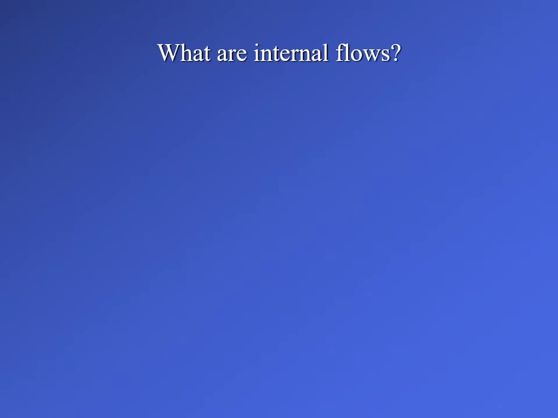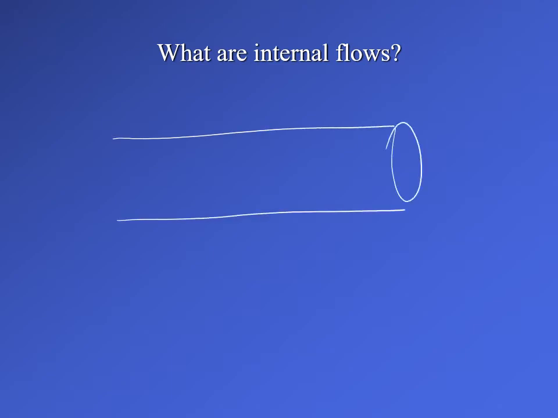So internal flows are typically flows where the boundary layer, for example, let's say we have a circular pipe, as soon as the flow enters from the left with uniform flow conditions, the boundary layer starts to develop on all sides, and there is a point at which the boundary layers meet. Beyond this point the flow becomes fully developed, but the flow is still constrained.